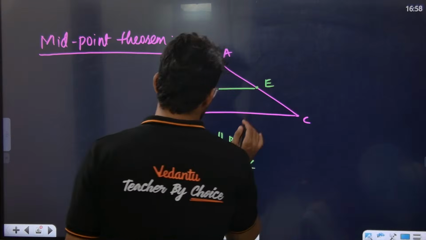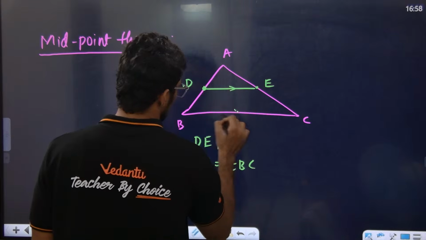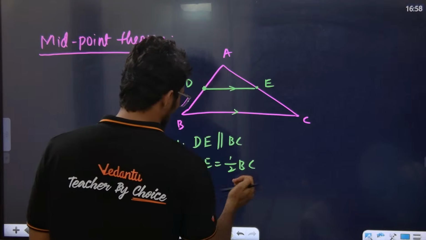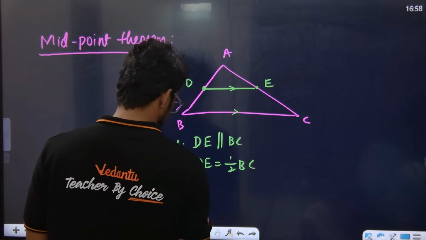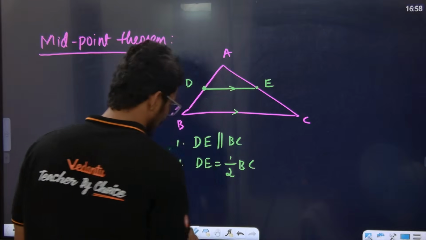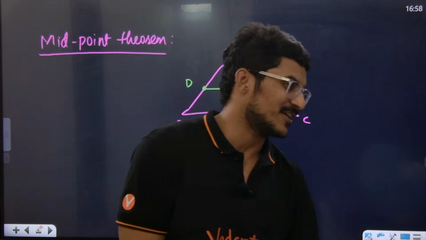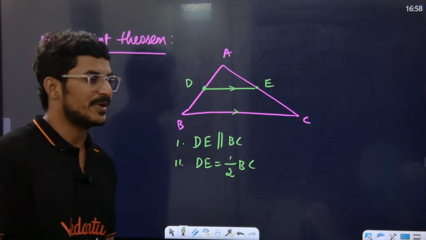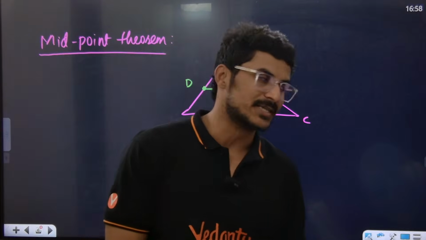Here DE will be definitely parallel to BC, and DE will be half of the BC. Cool? Are you okay with this definition or not? Yes, sir. Absolutely yes. Guys, this is the midpoint theorem you might have studied in your class, right?